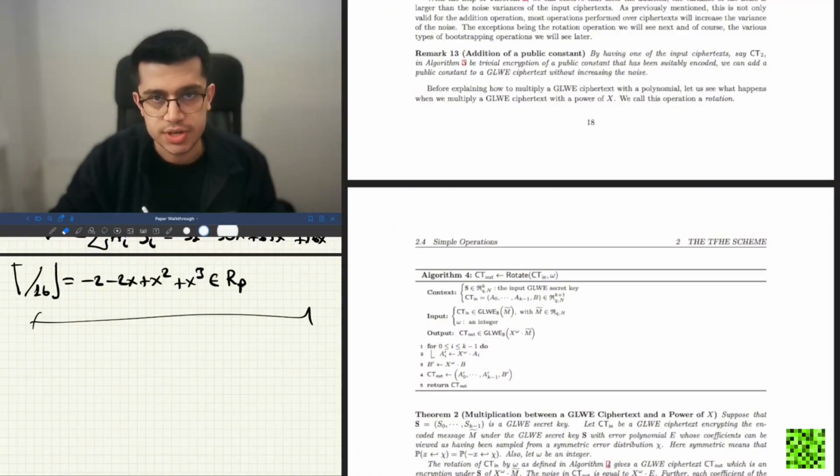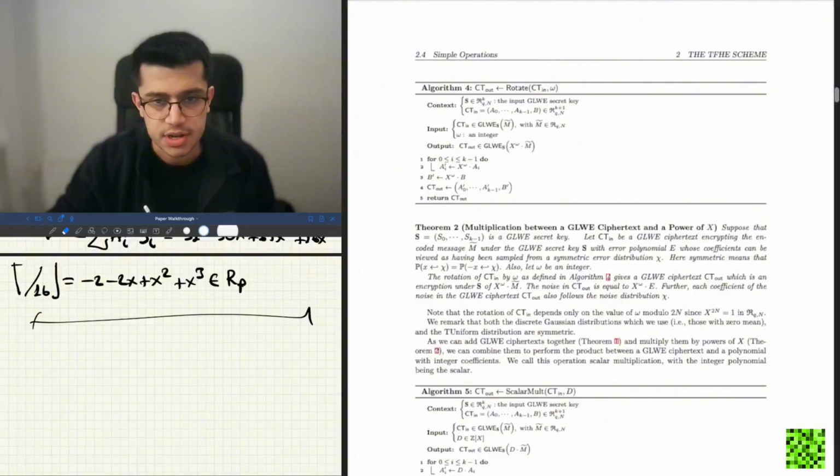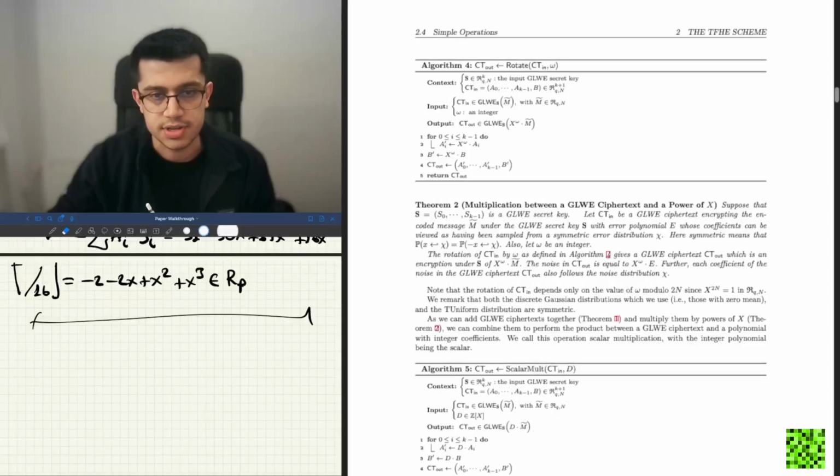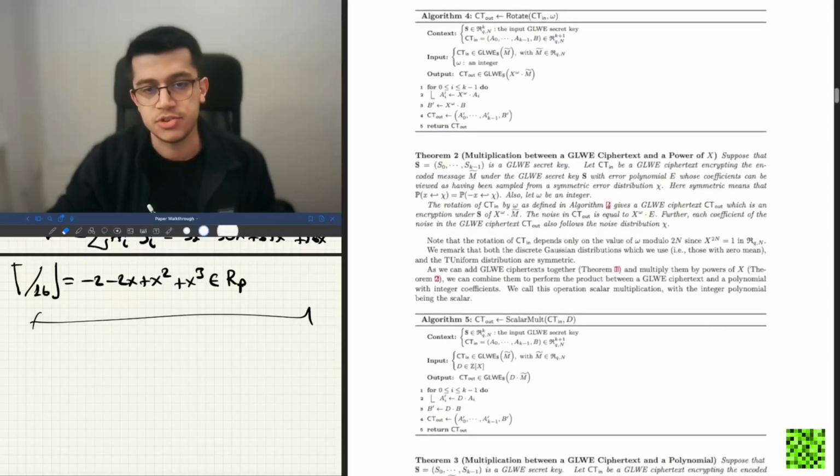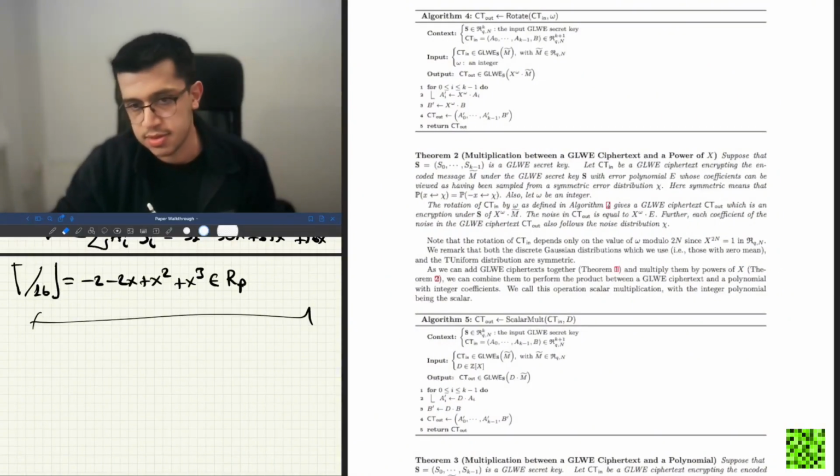We can do another toy example for this as well. But I'm just thinking if we should do it with an integer or maybe a small constant polynomial, because we also need to cover multiplication between a GLWE ciphertext and a power of x, and scalar multiplication. Okay, no, this is more comprehensive. So let's do this. We're going to be given a GLWE ciphertext CT, and we're going to be given a public polynomial, and we're going to multiply the ciphertext by the polynomial.